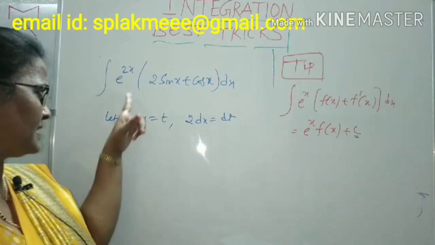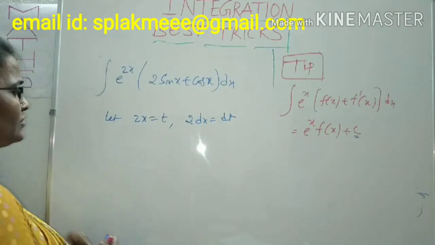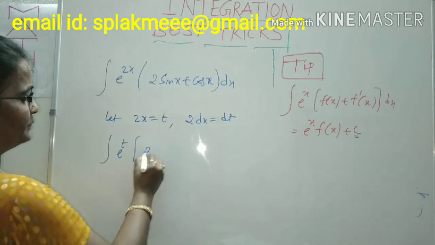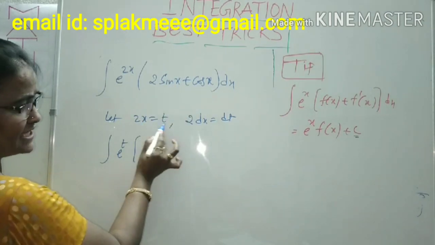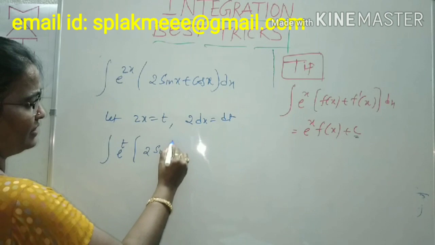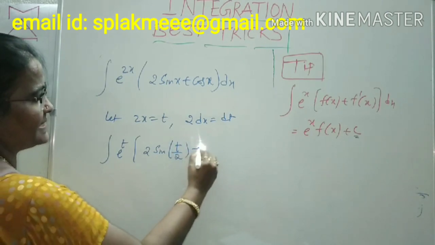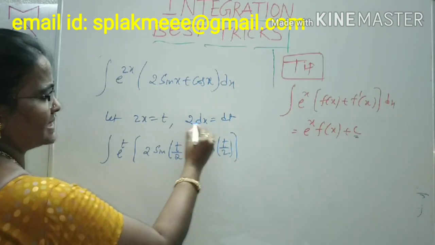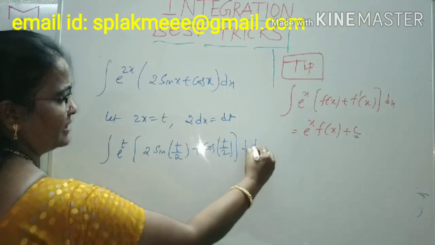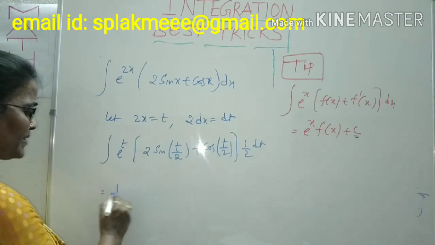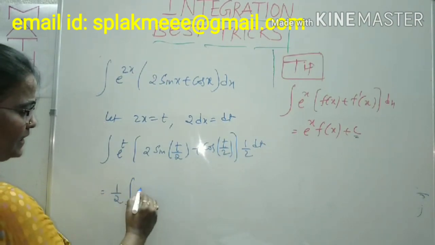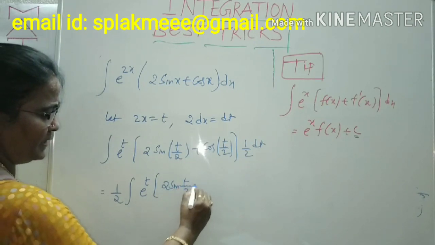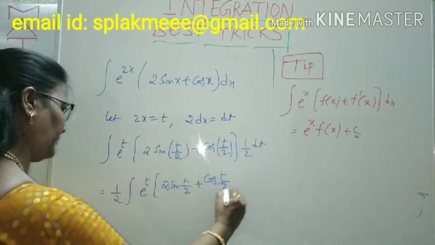You know that process, that is the idea here. Now this question becomes e power t of 2 into, what is the x here? 2x is t means x is t by 2, that is sine of t by 2, plus cos x means cos of t by 2, into dx. dx is 1 by 2 times dt. Taking 1 by 2 outside as a constant, integral of e power t of 2 sine t by 2 plus cos t by 2.